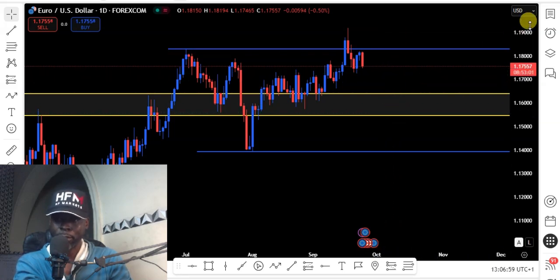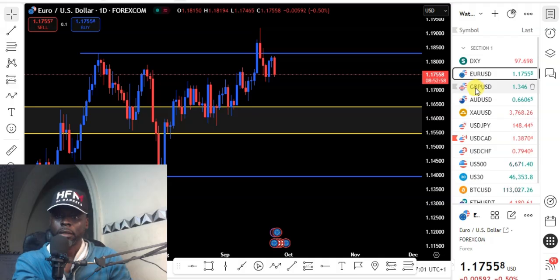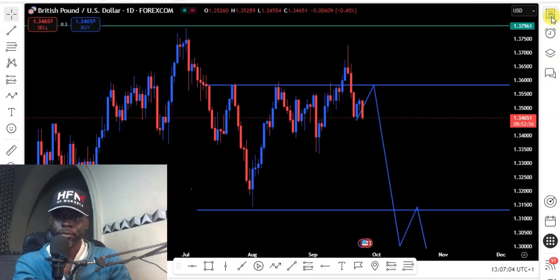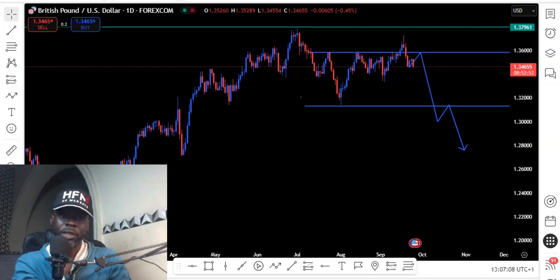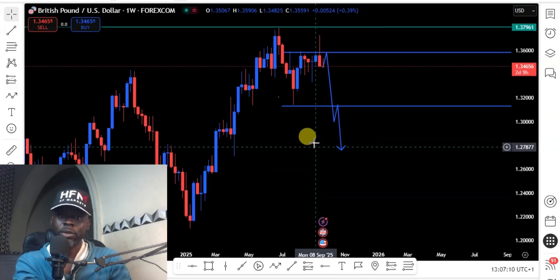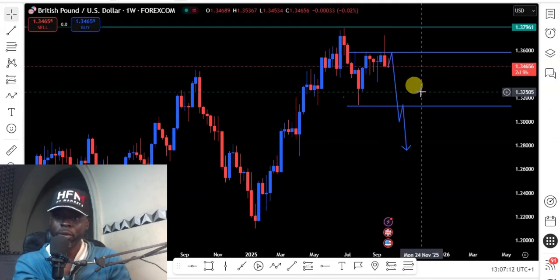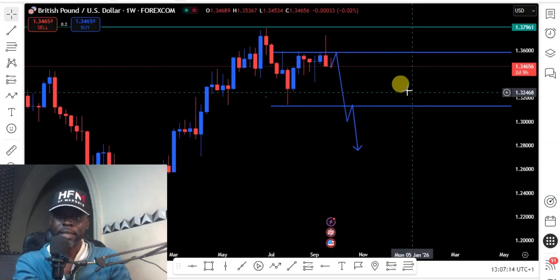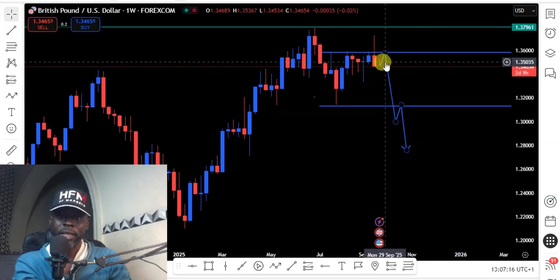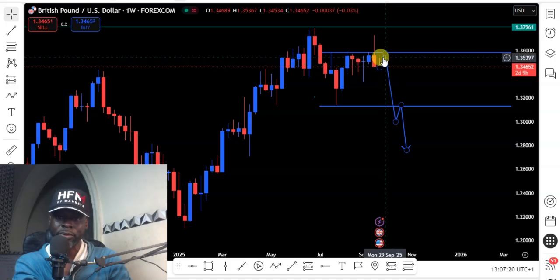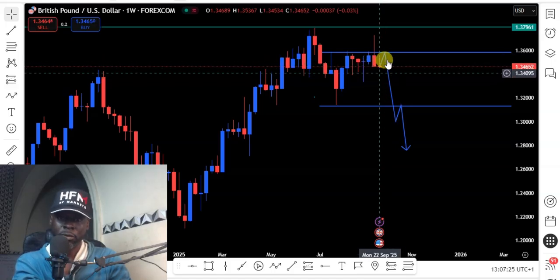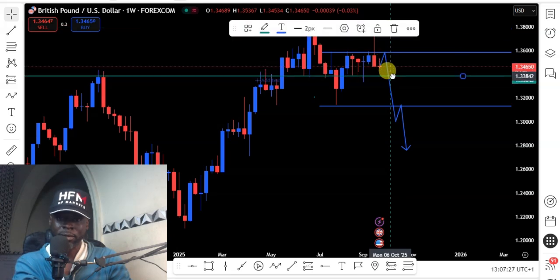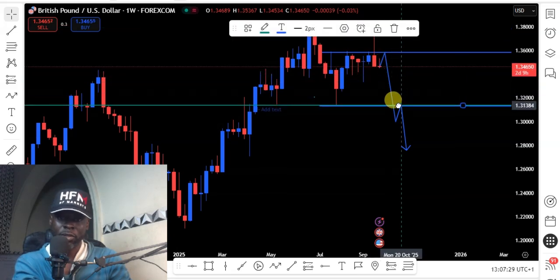So let's look at our next pair, which is the Great British Pound USD. Let's start from the weekly chart. If you watch my previous weekly analysis, I said we expect price to retest this resistance. You can see the price retested this resistance. Then we'll see further selling to the next support level, where we have a support level at this level, and also another support level at this area.